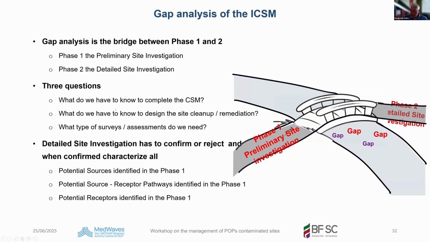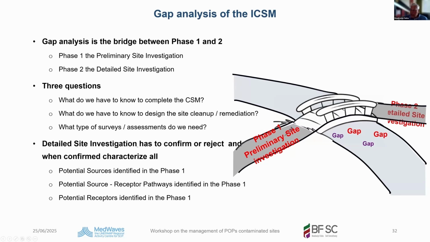3 questions. What do we have to know to complete the conceptual site model? So what is missing? What do I not know? And the other question: what do we have to know to design the site cleanup or remediation? You already start in this phase thinking about remediation and collect information about the access road, information about the surroundings, and then the last question: what type of survey or assessment do we need to fill the gaps?